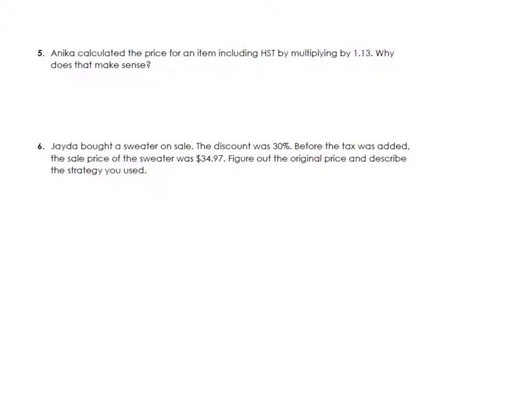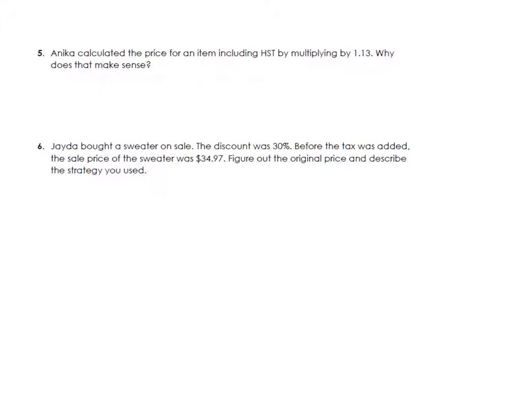So if the retail price is 100% plus 13% for the HST, that means the total is equivalent to 113%, and 113% equals 1.13. So if I want to find the total price of a product, including the HST, I can multiply it by 1.13 because the retail price is 100% and the HST is 13%, which gives us 113%.